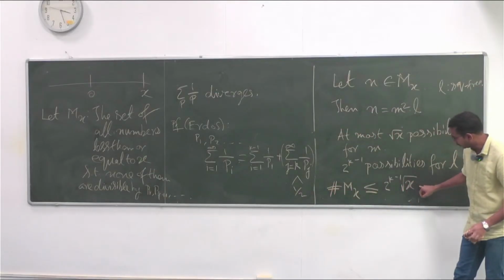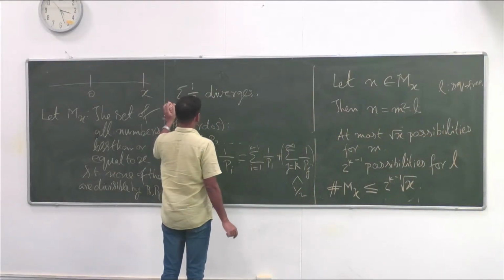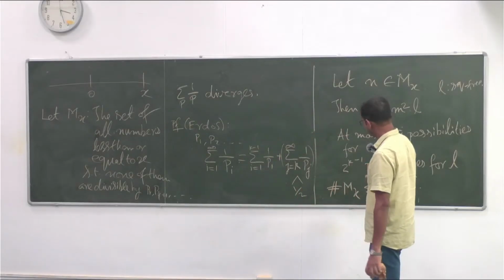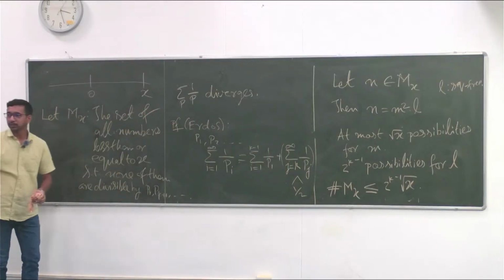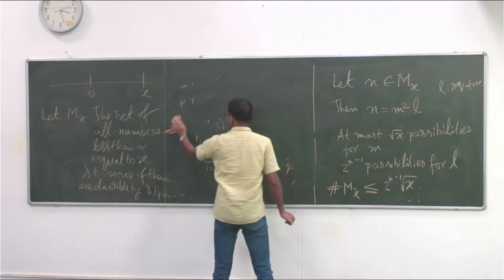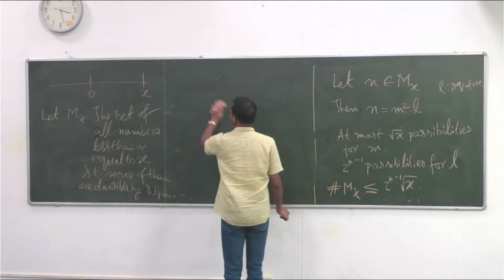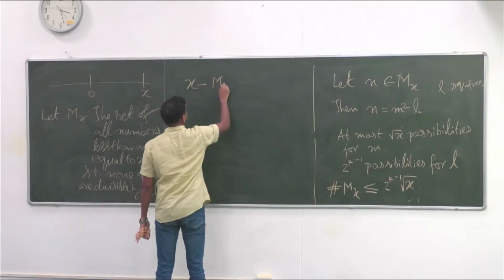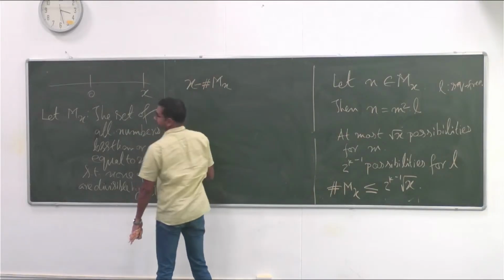2 power k minus 1 times root x. This is an upper bound for Mx. Now, one more thing. Let's check the cardinality of the elements in this set which are not in Mx. So now we are estimating the cardinality of the set minus Mx, that is, x minus the cardinality of Mx.